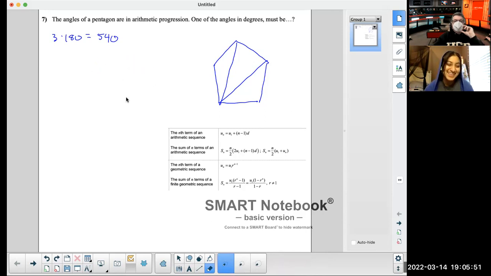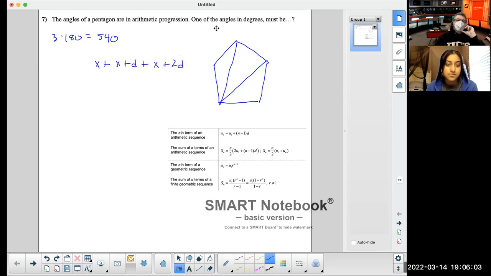All right. X is the middle angle, right? And then x plus d. Now we have to be careful when we get the answer though, right? Because it's asking for... oh, well, no, we don't. X minus d, x minus 2d equals 540. So 1, 2, 3, 4. I guess I didn't have to do that, did I? 5x equals 540. X equals 108.